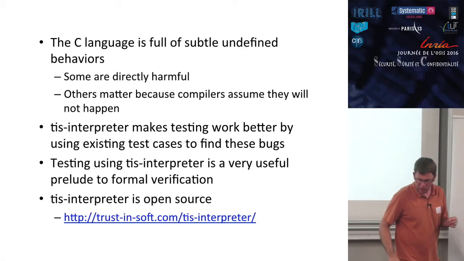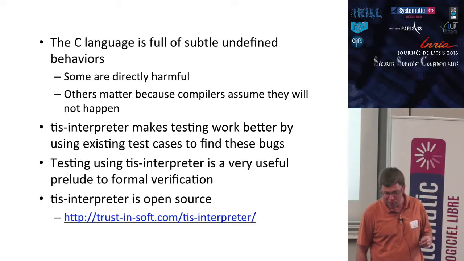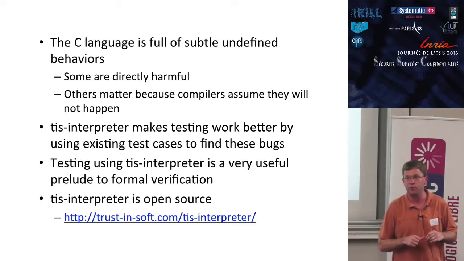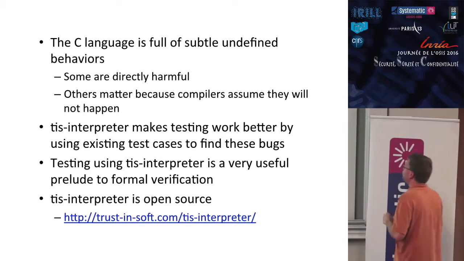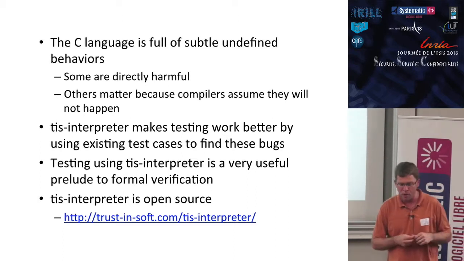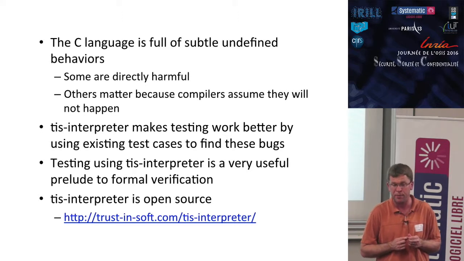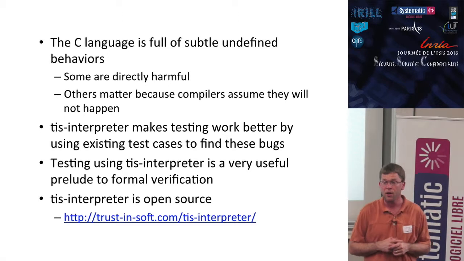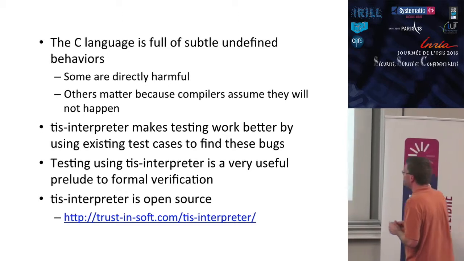In summary, the C language is full of these undefined behaviors. It's almost impossible to avoid them without good tool support. And TIS interpreter is, as far as I know, currently the most sensitive undefined behavior detector for C code that anybody has built. That is to say, it detects more undefined behaviors than any other tool. So this is a good thing to apply to important C codes.